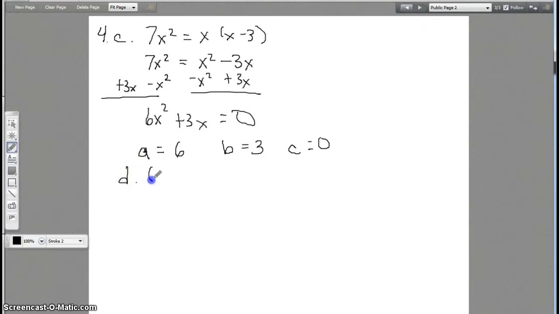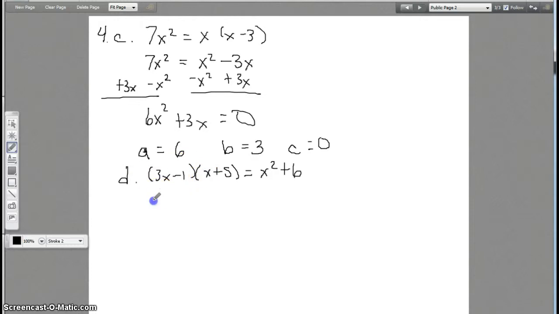Part D is 3x minus 1 times x plus 5 is equal to x squared plus 6. Now you can use a grid to multiply this out, and in fact I recommend that you use a grid if you have any issues with multiplying these out. I'm going to go ahead and just FOIL it.